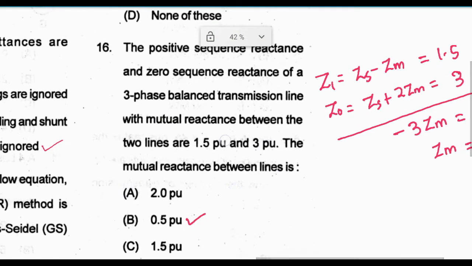Next question: the positive sequence reactance and zero sequence reactance of a three-phase balanced transmission line are 1.5 per unit and 3 per unit. The mutual reactance between the lines is? So here, what is given? Positive sequence reactance is 1.5 per unit and zero sequence reactance is 3 per unit. For a balanced transmission line with mutual coupling, I have already explained the formula.